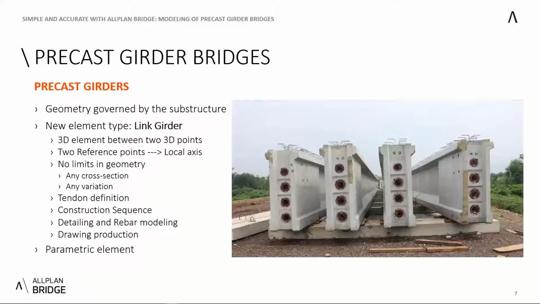From here on, the standard modeling approach is applicable, including their variation. Once the geometry of a girder is set, it can be finalized as usual. We can use it for tendon modeling, construction sequence definition, and later on in Allplan engineering for detailing, rebar modeling, and drawing production. Last, but certainly not least, a link girder is a parametric element allowing you to implement changes easily and quickly.